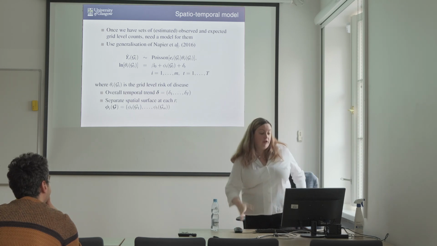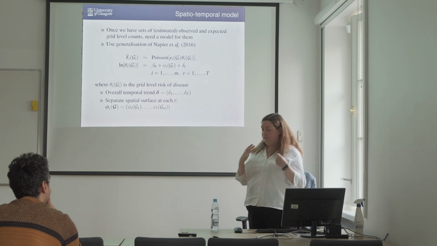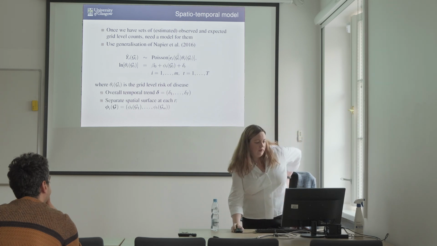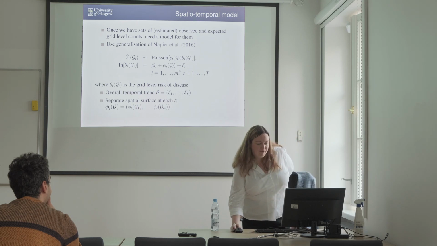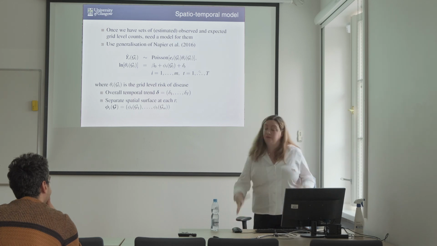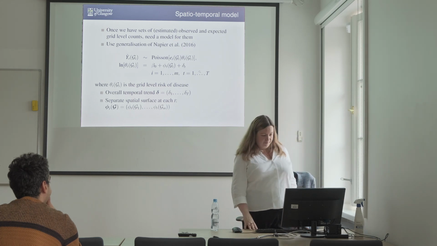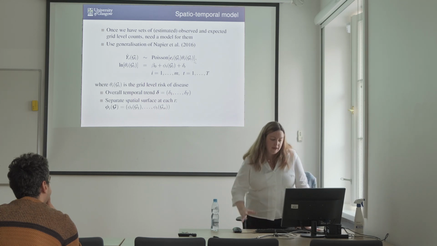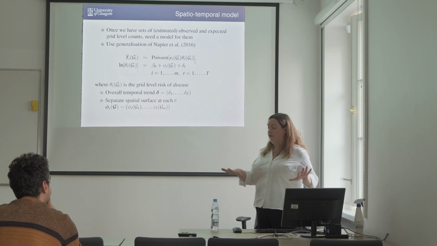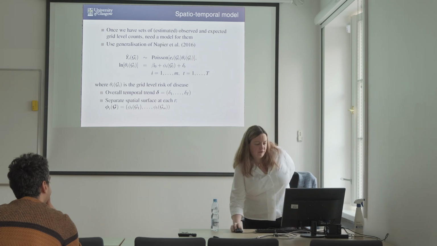So we just used a hierarchical Poisson model, where essentially the Poisson mean is just equal to the expected counts times the risk, and the log of the risk is equal to just an overall intercept for the whole data. Then we also have a random effect for time point t and for grid i, plus a random effect for the time point t. So the temporal trend is roughly captured by delta t, and the spatial pattern is going to be captured by that random effect phi t.